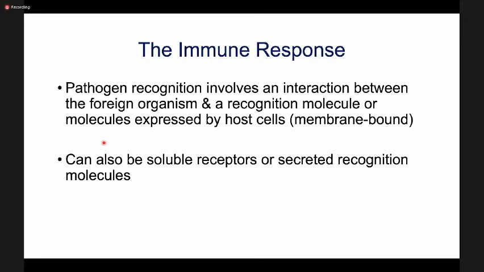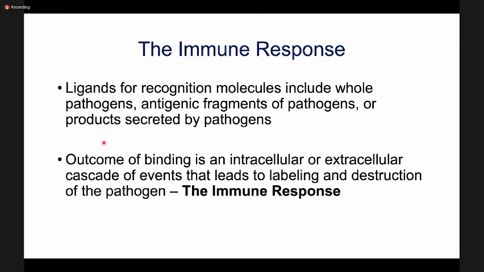And this initiates recognition, and then you get an immune response. Okay, so what is on the pathogen, or what is being recognized, is what we call the ligand. So you get interaction of the receptor and the ligand. These ligands for recognition could include the whole pathogen, some specific fragments of the pathogen, or products that are secreted by the pathogen. For example, a toxin would be a ligand, but it's something that is secreted by the pathogen.